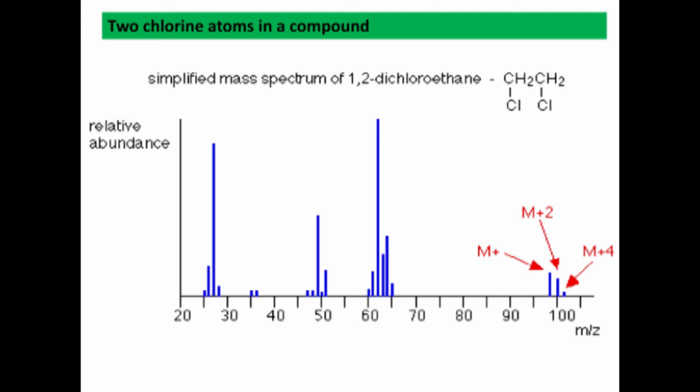1,2-dichloroethane. Two chlorine atoms are present. If we take here chlorine 35, the M plus is at 98. One chlorine is 35, another is 37, we're getting M plus 2 at 100 mass charge ratio, and the last one 102 for both chlorine atoms 37. So the ratio is here 9:6:1. From this ratio we can say 2 chlorine atoms are present in the organic molecule.